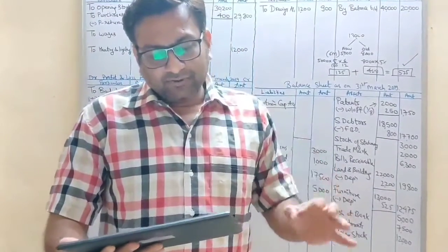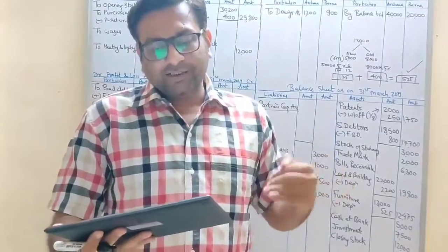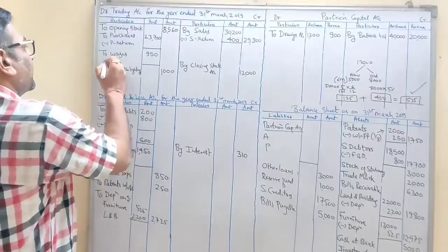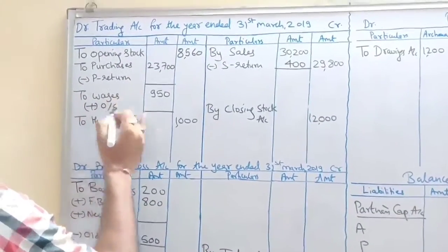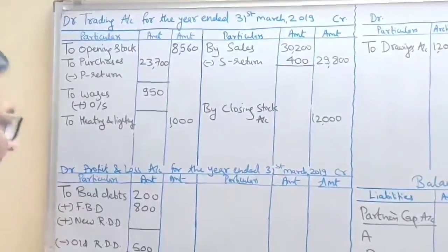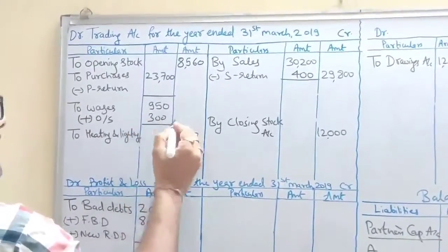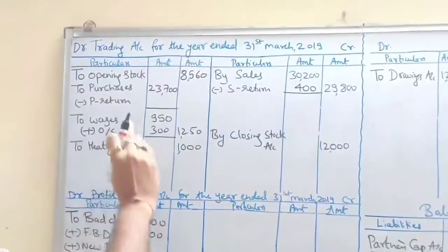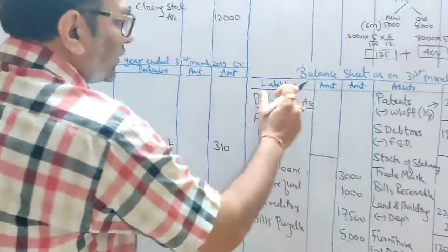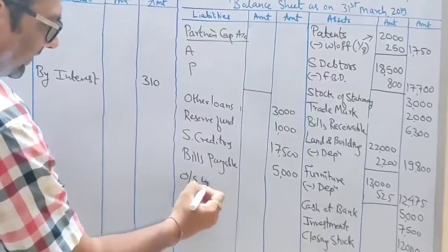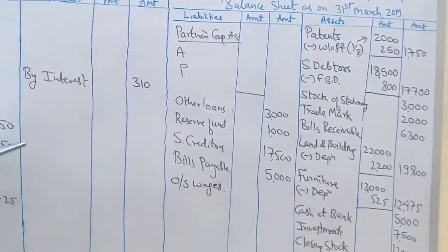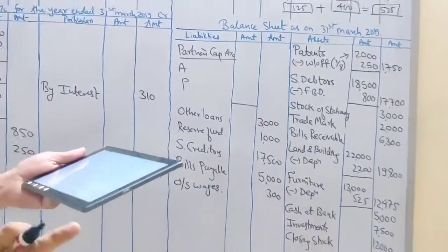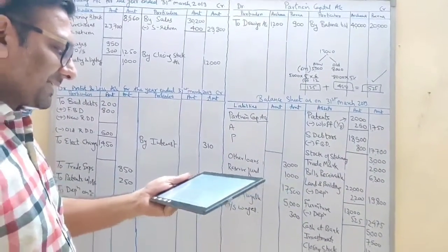Now we are done with the fifth one, fourth one, now sixth one. Outstanding expenses. You know, students, outstanding, always add. So you will add outstanding wages 300, and in the outer column you write the total. Now this is effect 1. Where will effect 2 go? In the balance sheet liability. Outstanding wages 300.